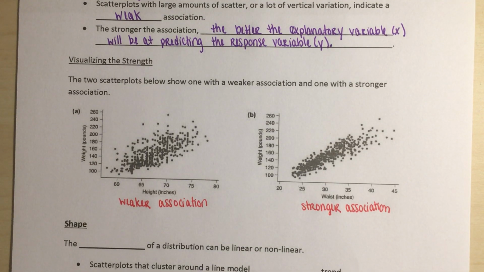So when we're thinking about strength, again, strength has to do with our amount of vertical variation, and as we're looking at them, it should be pretty obvious if we're comparing a couple of different things. But if it comes down to a question, remember we're thinking vertical variation.